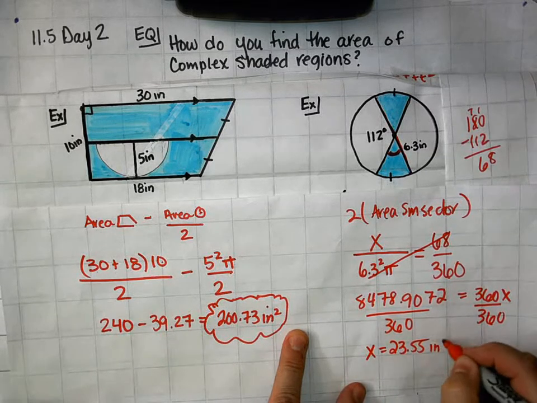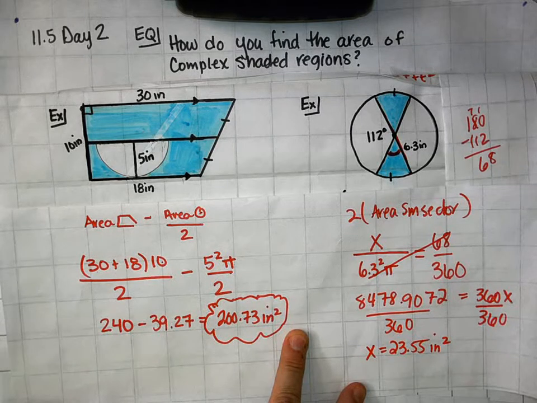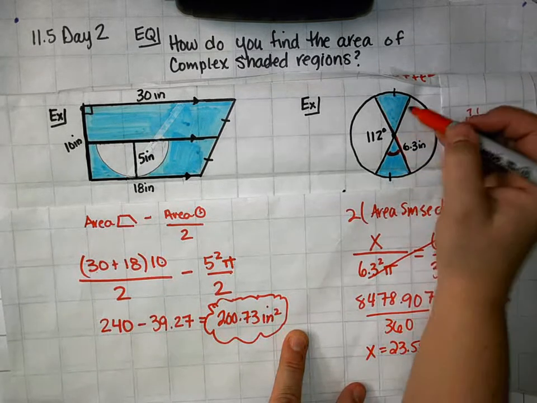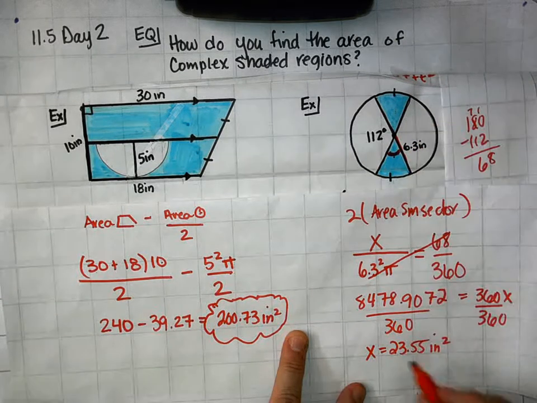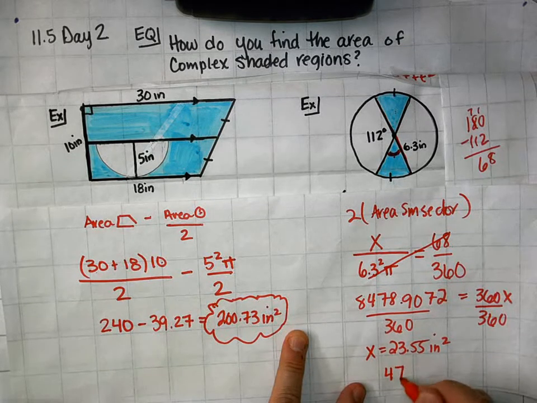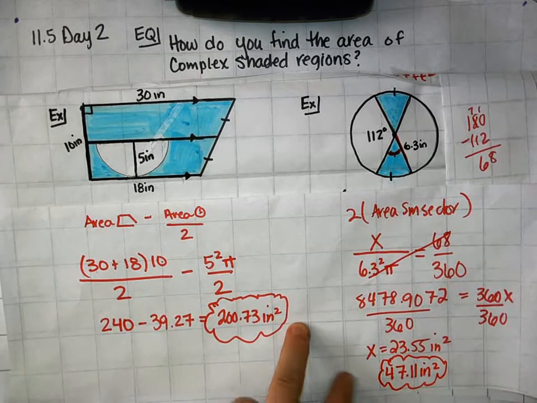23.55 inches squared. Now I need to go back and remember that in my picture I have two of these shaded areas. So I need to multiply my answer by 2, and my final answer will be 47.11 inches squared, because I had to double the area that I found.